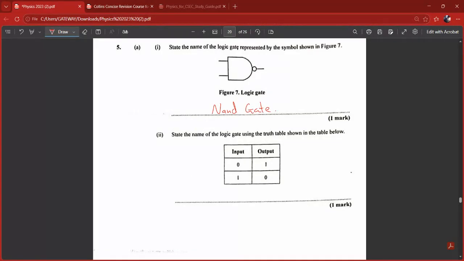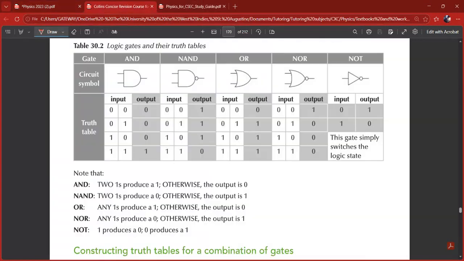Next, name the logic gate using the truth table shown in the table below. So you have two inputs and an output. The output is the opposite of the input. So if the input is 0, the output is 1. If the input is 1, the output is 0. So based on that, this would be a NOT gate.